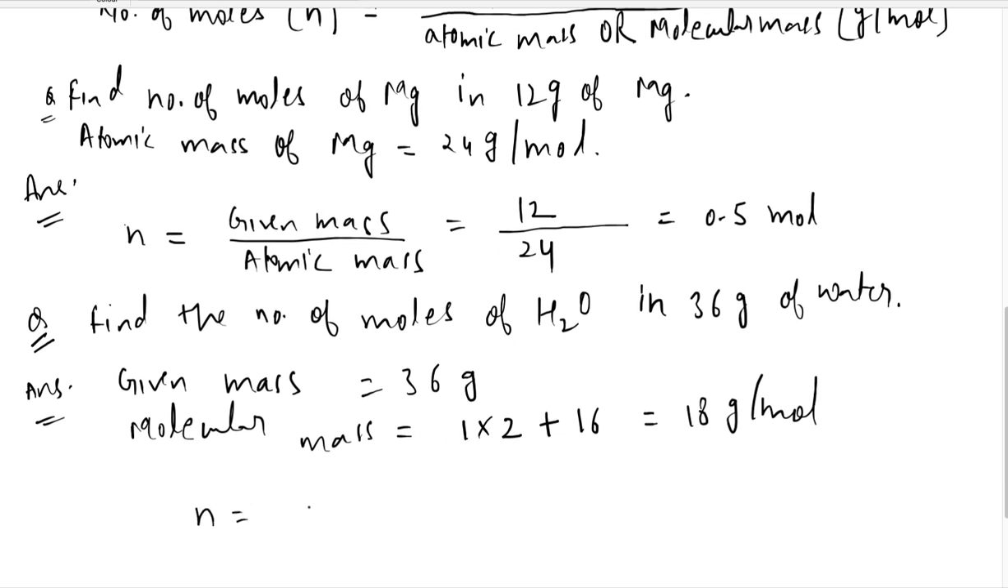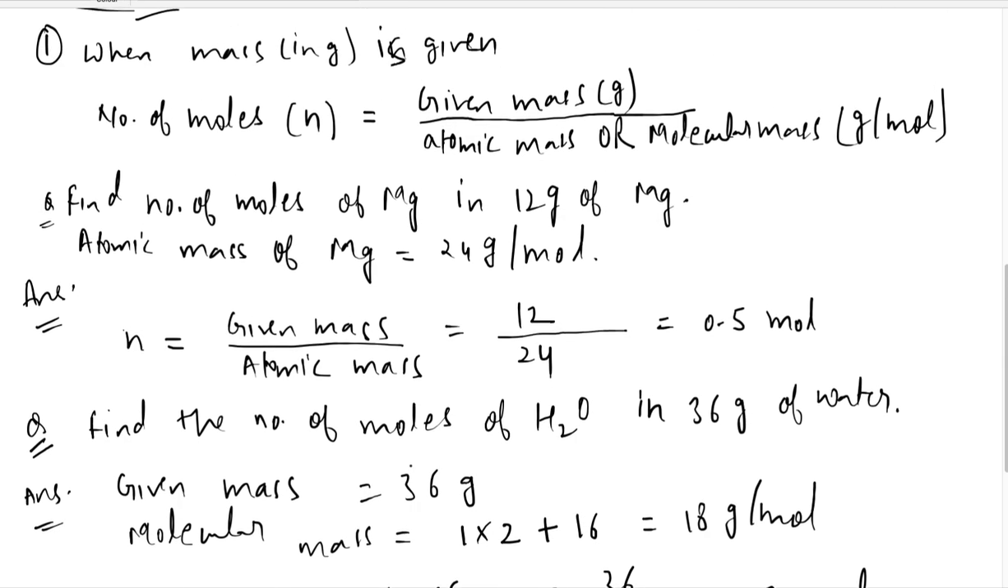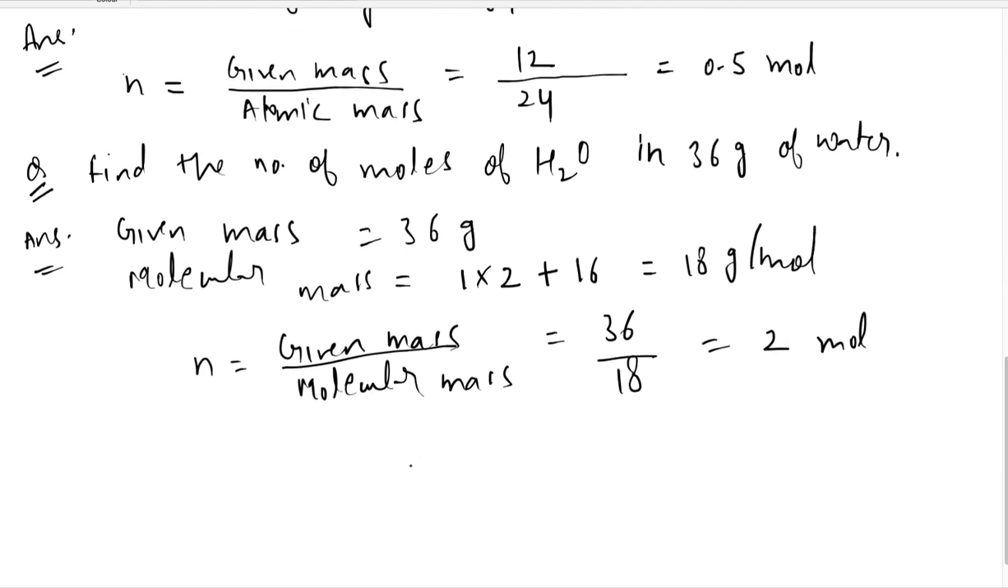So the formula is n is the given mass divided by molecular mass. So this will be 36 divided by 18. So it will be 2 mole. Okay. So I think this was very easy to understand. When the given mass is given, you just have to divide it either by the atomic mass or by the molecular mass. Alright.